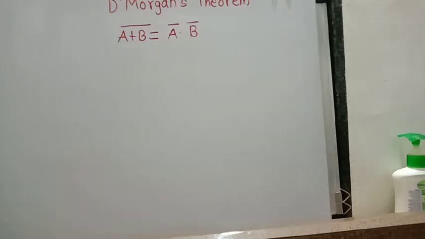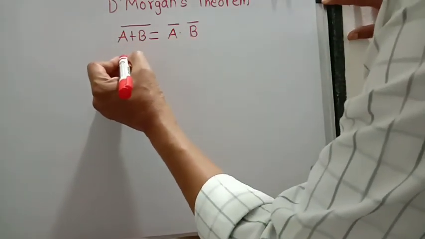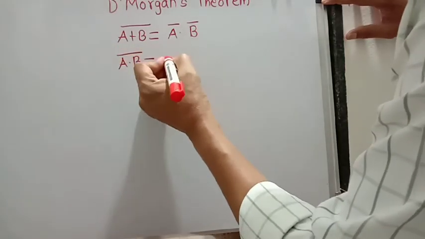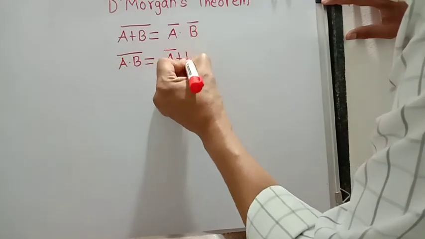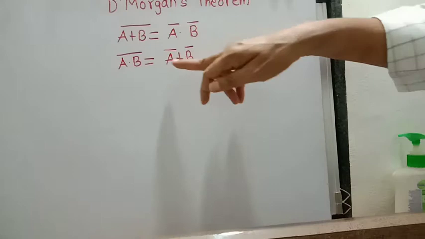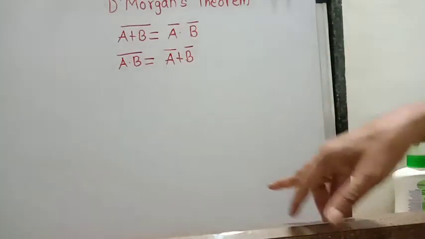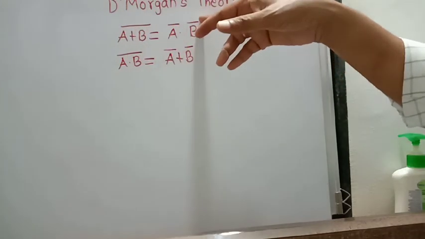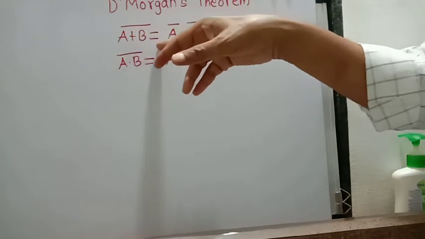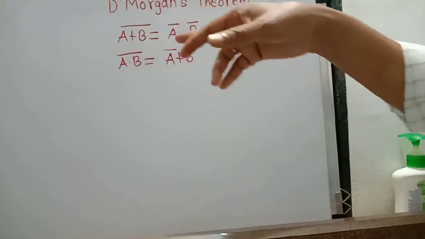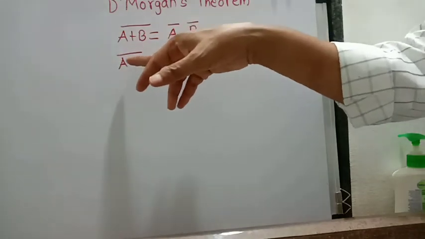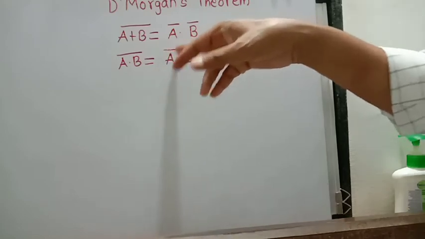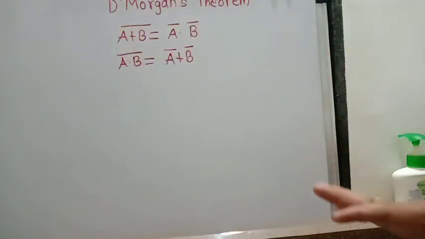And the second theorem is complement of product is equal to sum of complements. This is the second theorem. To recap, the first theorem is complement of sum is equal to product of complements, and the second theorem is complement of product is equal to sum of complements. So these are the two theorems.